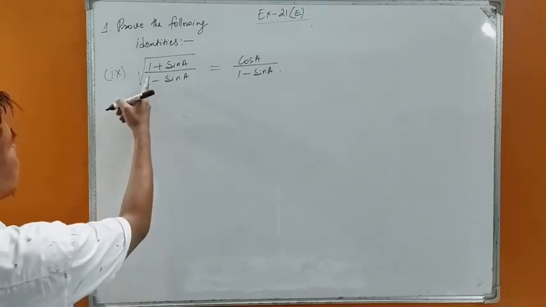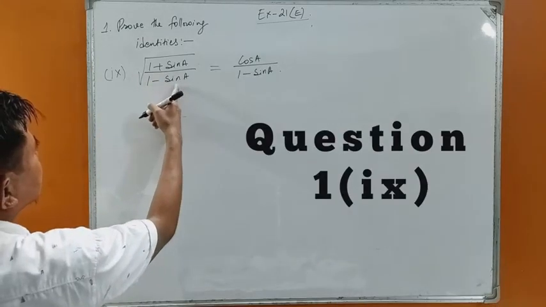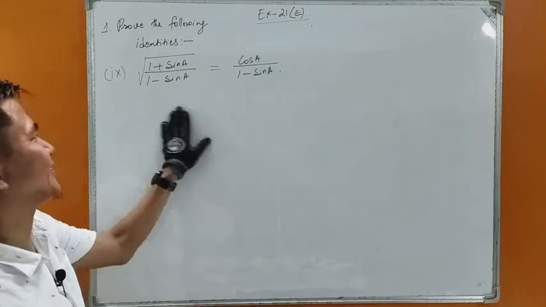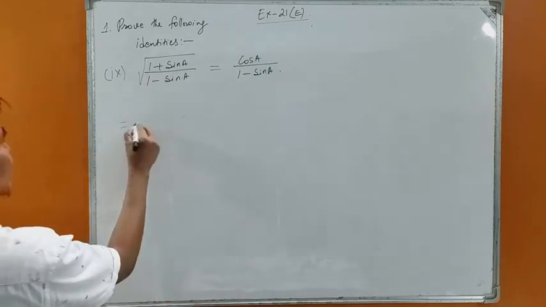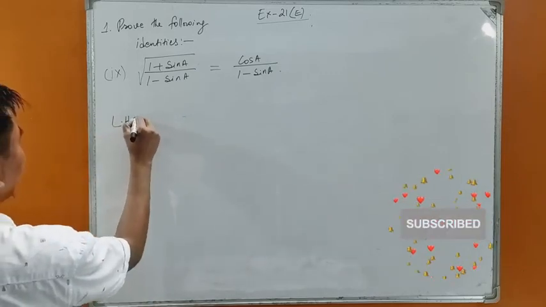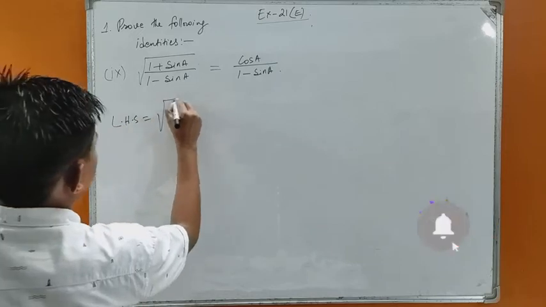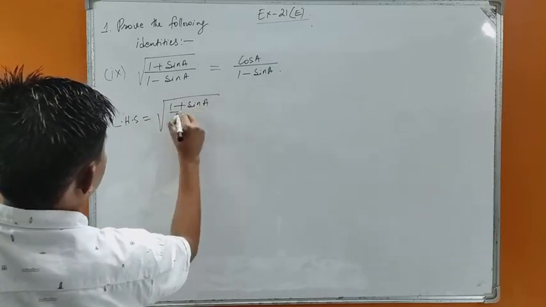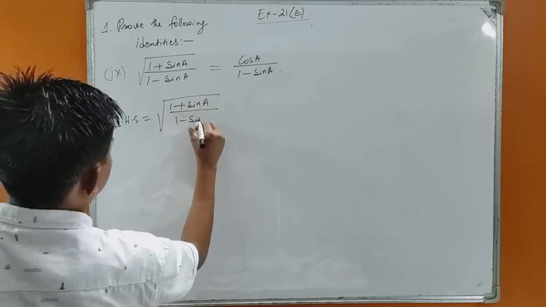So in the left hand side we have root under 1 plus sin A upon 1 minus sin A, and we are asked to prove this equals cos A upon 1 minus sin A, isn't it? So let's do this. LHS equals root under 1 plus sin A upon 1 minus sin A.